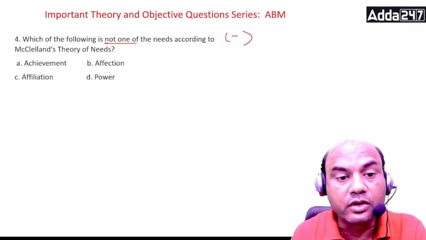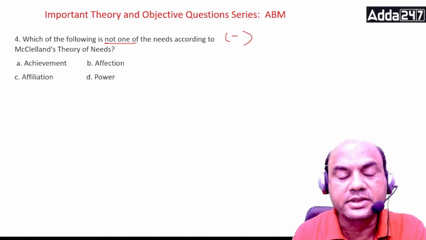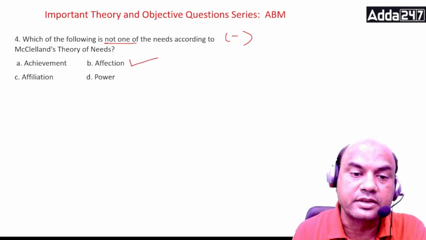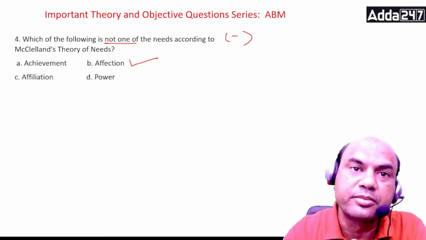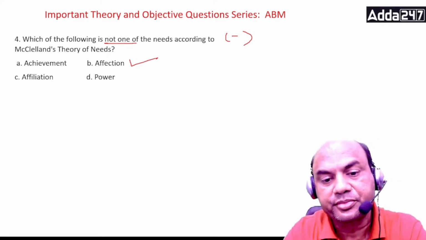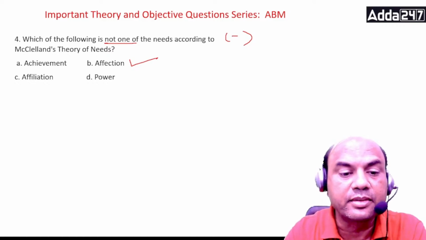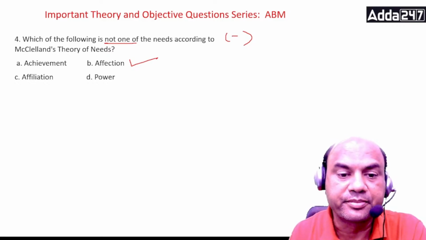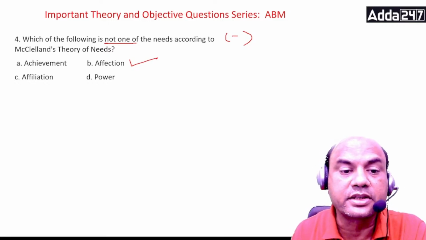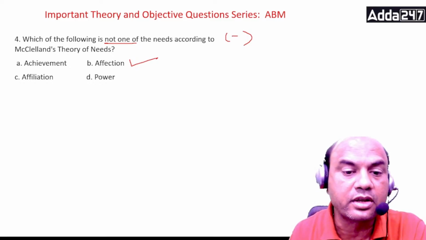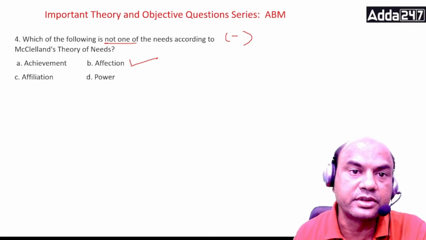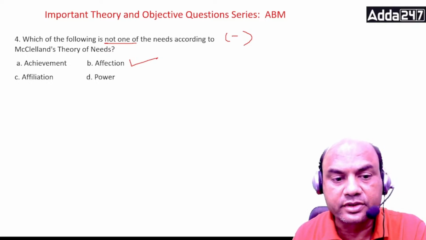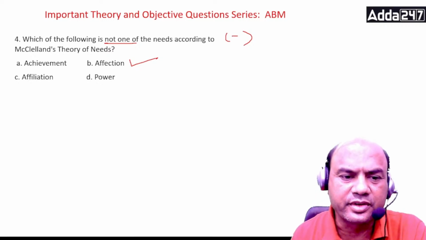Which one of them is not one of the important parameters? So it is affection. McClelland's theory talks about achievement, affiliation, and power. These are the three elements of McClelland's theory. So the answer over here is affection. Affection is not one of the elements of McClelland's theory of needs, which you can also call human achievement motivation.